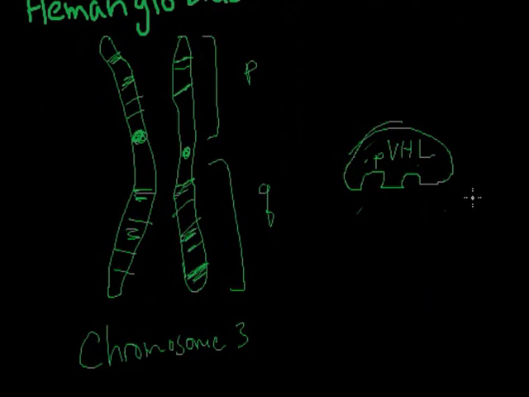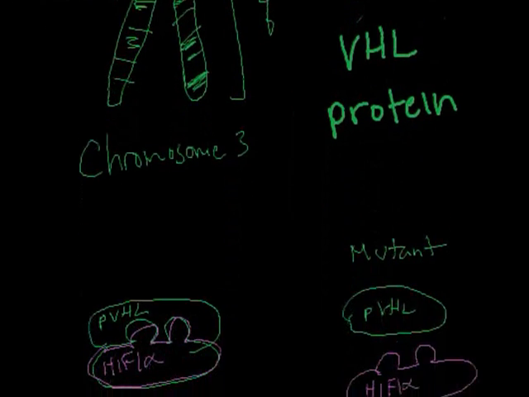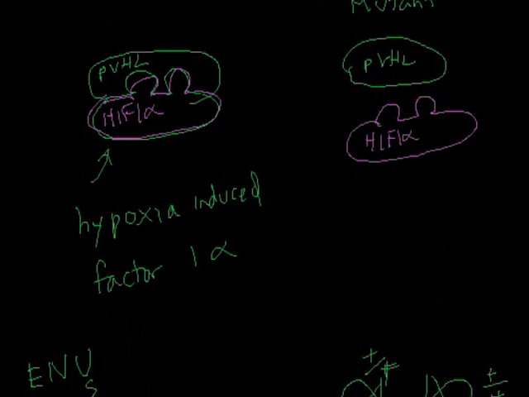What causes the VHL disease is the mutation of the von Hippel-Lindau tumor suppressor gene on the short arm of chromosome 3. The gene encodes for the VHL protein, which is involved in regulating the degradation of another protein called hypoxia-inducible factor 1 alpha, HIF-1 alpha. It does this by adding ubiquitin groups to the HIF-1 alpha, which is then degraded by proteasomes.